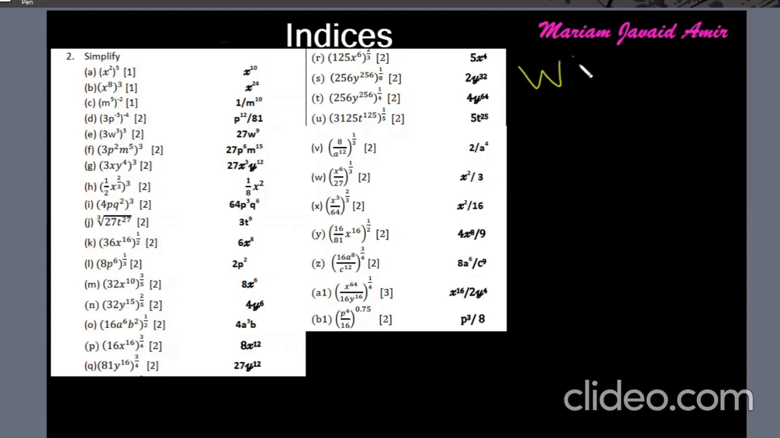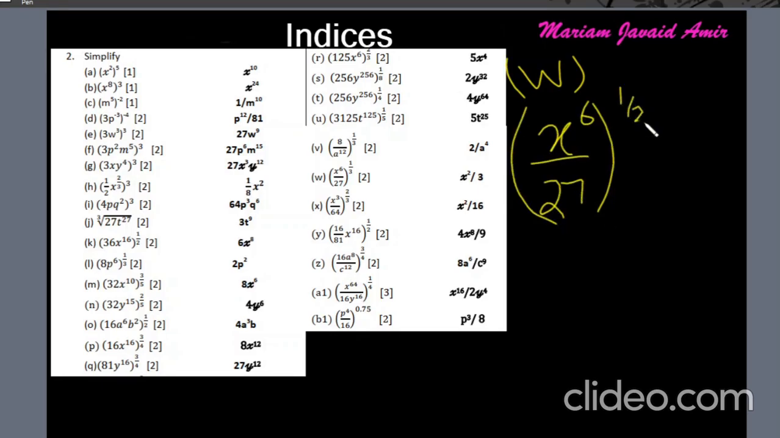Part W is x^6 over 27 whole power 1 by 3. So the numerator will become x power 6 times 1 by 3, which becomes x squared, and the denominator becomes cube root of 27, which is 3. So this is the answer for part W.